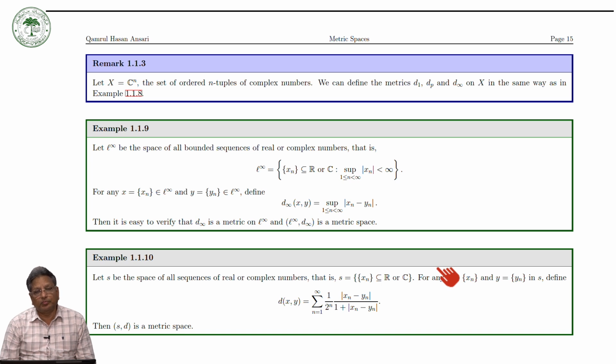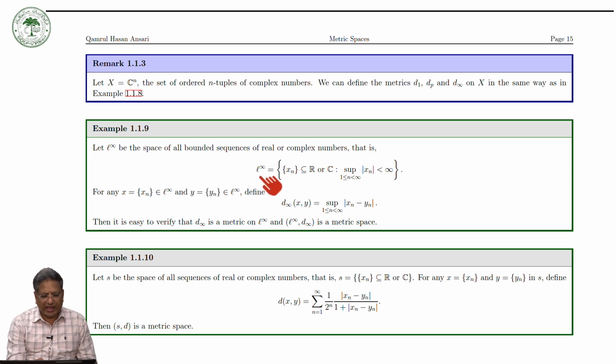As I mentioned in the very beginning, how do we calculate the distance between any two elements in the set of sequences, or in the set of functions, or in the set of bounded sequences, or in the set of convergent sequences? So we are moving towards the set of all bounded sequences of real or complex numbers. Let us denote it L infinity. We denote L infinity as the space of all bounded sequences of real or complex numbers.